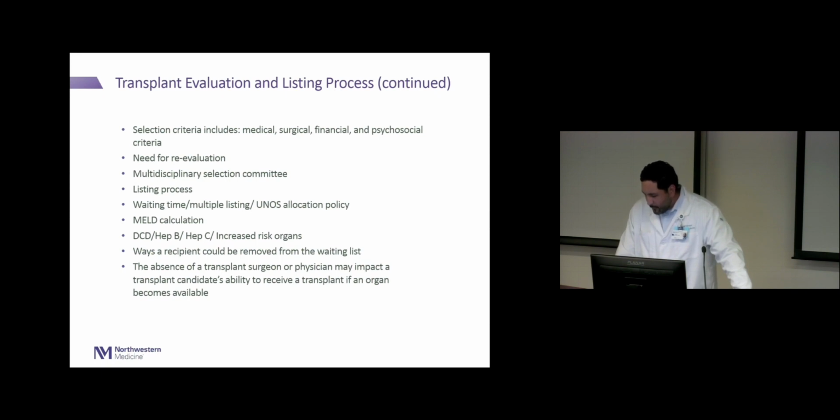After approval, non-compliance or not adhering to your plan could result in your removal from the waiting list. The absence of a transplant surgeon or physician may impact a transplant candidate's ability to receive a transplant if an organ becomes available. A transplant surgeon is always available 24/7 to take organ offers and perform organ transplantation surgery. But if something catastrophic happens and the program cannot transplant patients, we will inform all patients on the waiting list.